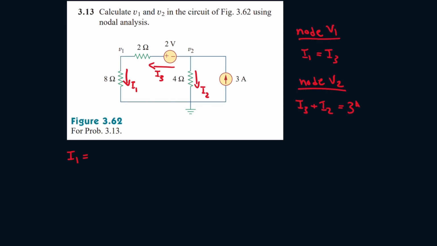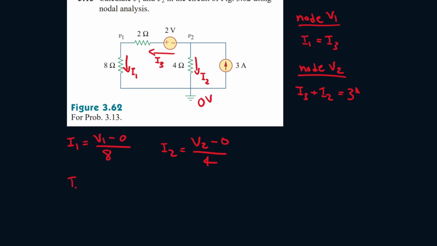So I1 will be equal to V1 minus 0 because the current goes to the low potential, which is 0 volts, which is the ground node. So minus 0 all over 8. I2, it's V2 minus 0 all over 4.